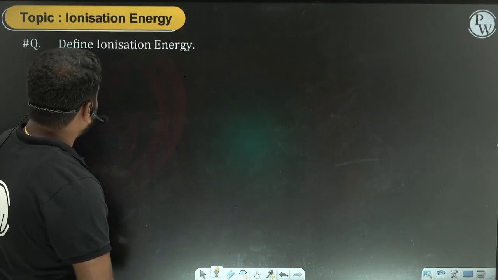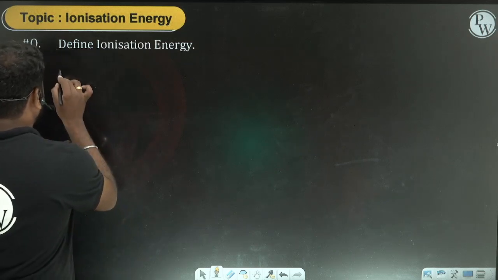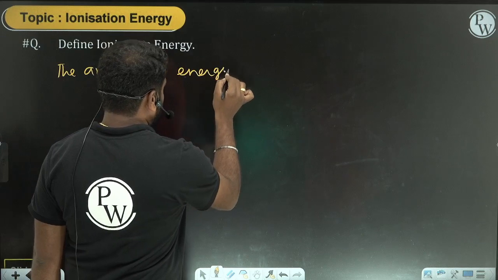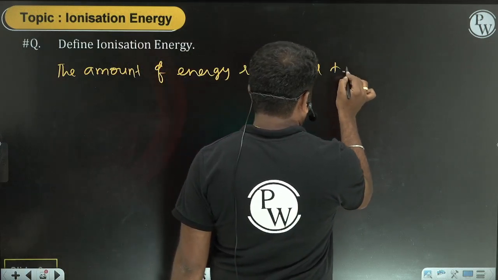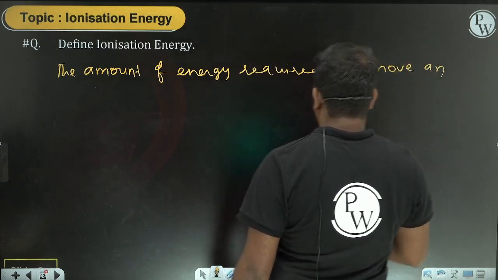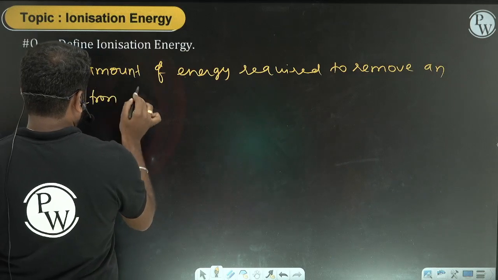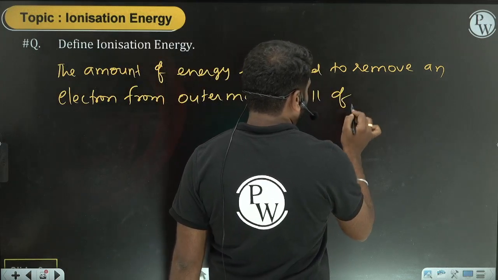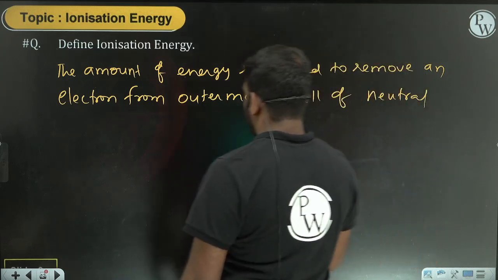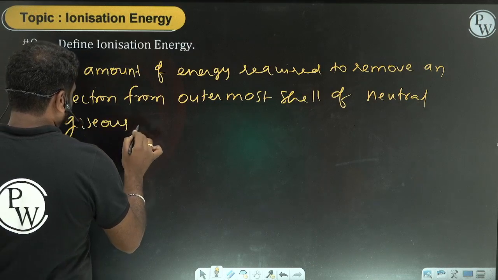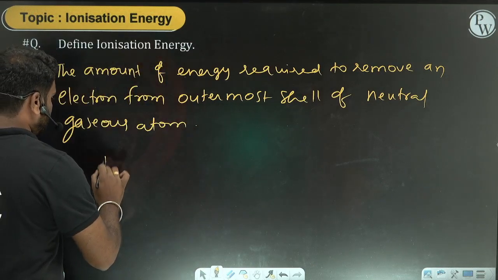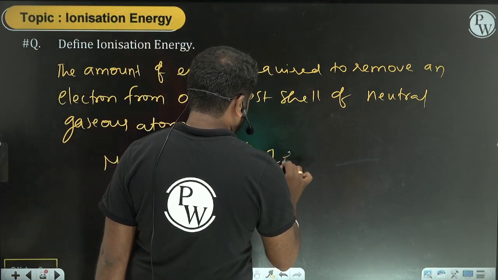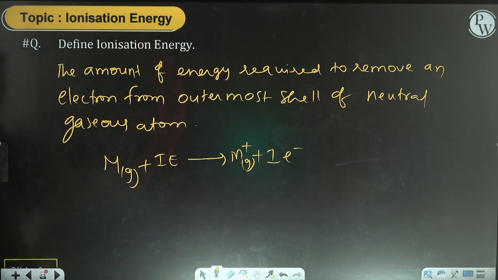So the next one is what? Define ionization energy. What is ionization energy here? The amount of energy required to remove an electron from the outermost shell of a neutral gaseous atom is known as what? Ionization energy. Here we can see M, a neutral gaseous atom, so this is ionization energy and it will form M plus and one electron is lost. So this is ionization energy. We have discussed this ionization energy.